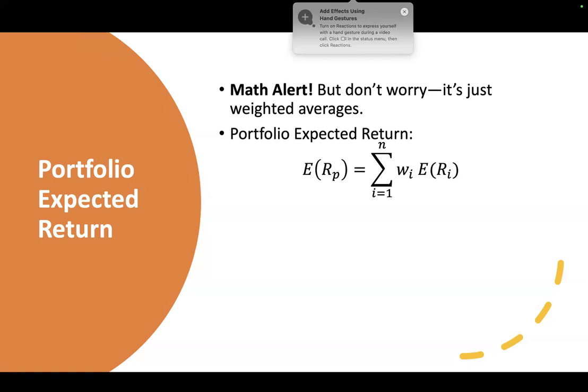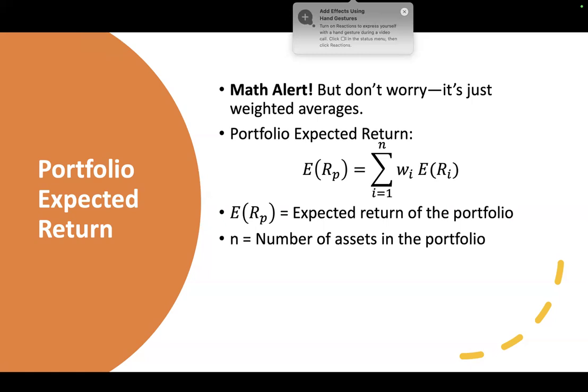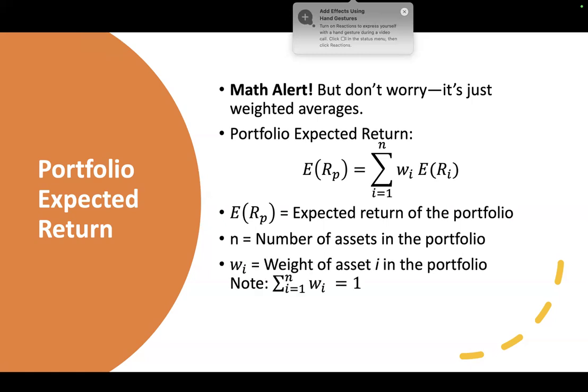W is the weight of each specific asset. And E of RI is just the return of that specific asset in the portfolio. So E of RP, expected return of the portfolio, n is the number of assets, WI is the weight of asset I in the portfolio, and E of RI, expected return of asset I.